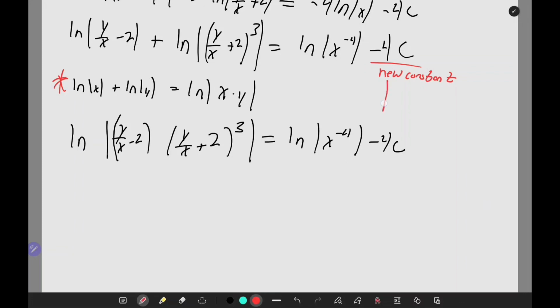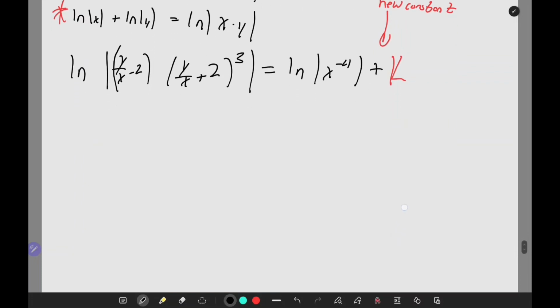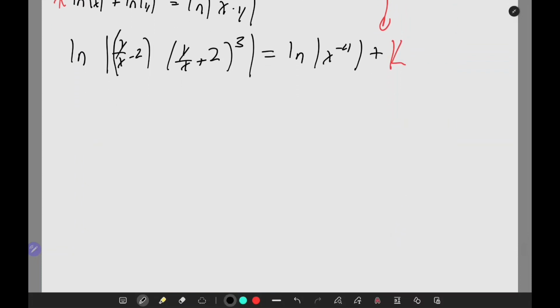You know what? I will call this our new constant now. This is a new constant k. Okay? So now what I can do is I'm going to exponentiate both sides to get rid of the natural logs. So if I exponentiate both sides, I'm left with y over x minus 2 times y over x plus 2 cubed is equal to x to the negative 4th times k, right?